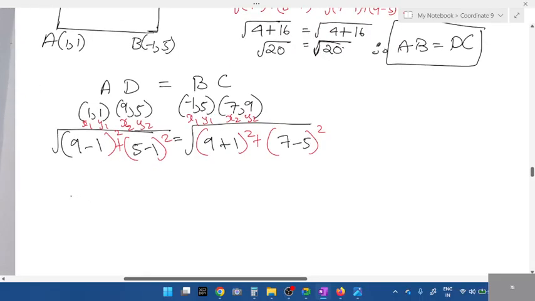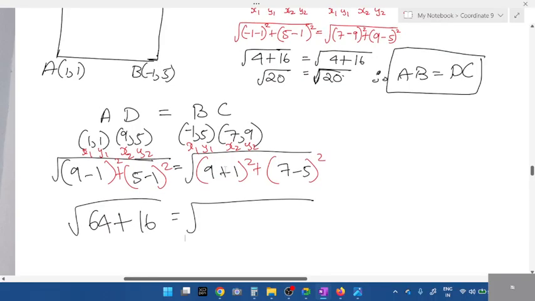What's the answer? Completed? 9 minus 1, 8 square. How much is 8 square? 64 plus 16. Right? Here? No, no, somewhere you have made a mistake. B and C, what is wrong, students? In the formula, anything wrong?